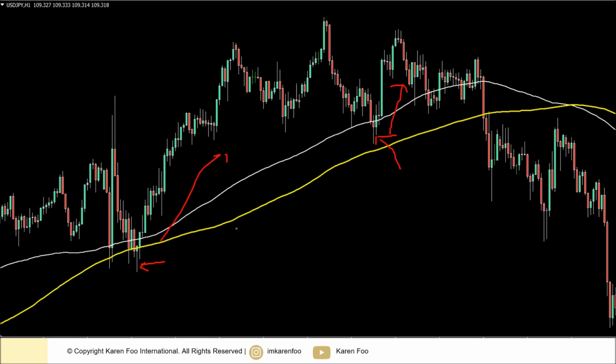So you can see that Morningstar is a pretty reliable pattern, especially when it is formed at a support level. With that, I hope this gives you a clear idea on how to use Morning Doji Star and Morningstar. I'll talk to you in the next lesson.